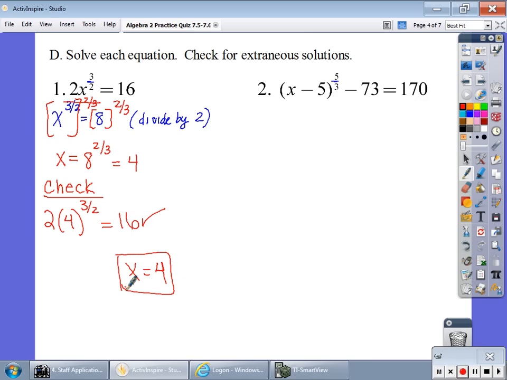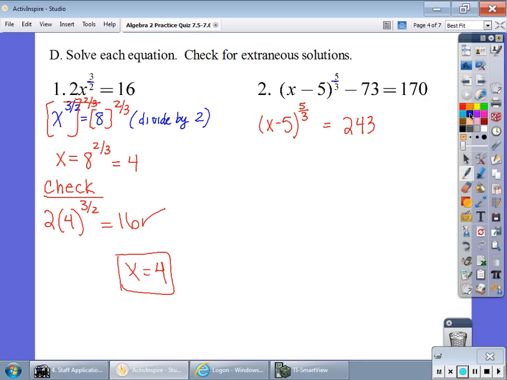Now we have (x − 5) raised to the 5/3 minus 73 is equal to 170. So the first thing I want to do is add 73 to both sides. We'll have (x − 5) raised to the 5/3 power is equal to 170 plus 73, which is 243.